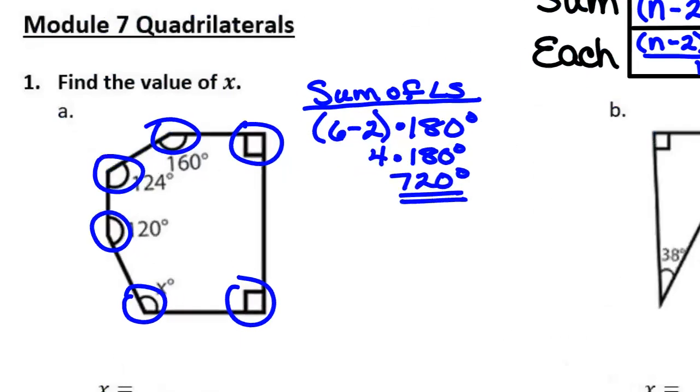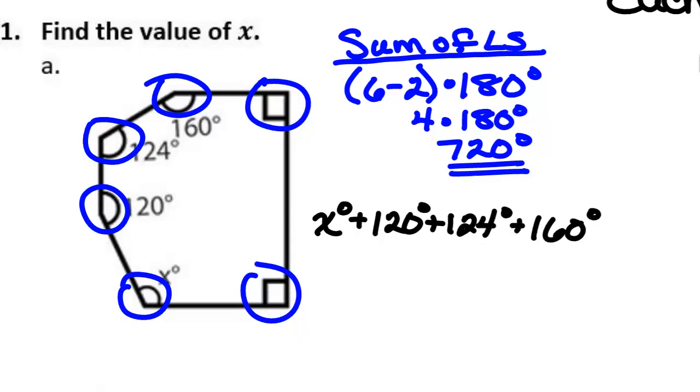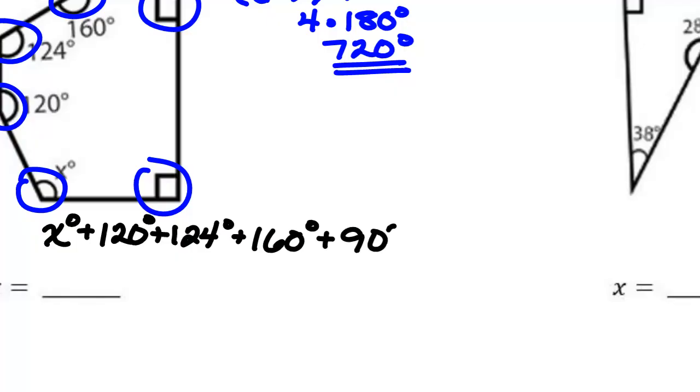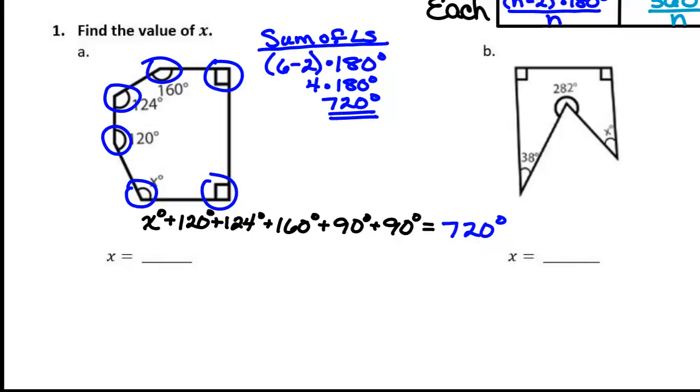You're going to take each one of those 6 angles. We have x, 120, 124, 160. Don't stop there. There's 2 more angles. What are those other 2 angles? 90 and 90, yes. So plus 90, plus 90. Just because there's not a number there does not mean that they're not telling you how big it is. Equals 720. Then you have to combine all of these like terms together.